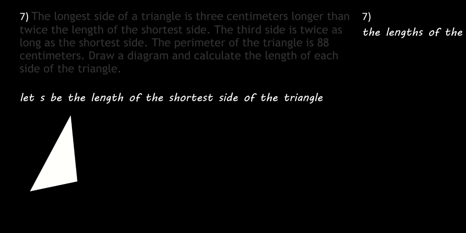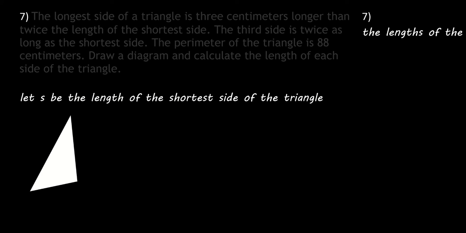So it says the longest side of a triangle is 3 centimeters longer than twice the length of the shortest side. All right, so then it says the third side is twice as long as the shortest side. The perimeter of the triangle is 88 centimeters. Draw a diagram and calculate the length of each side of the triangle. And also there's this very important let statement. Let S be the length of the shortest side of the triangle.